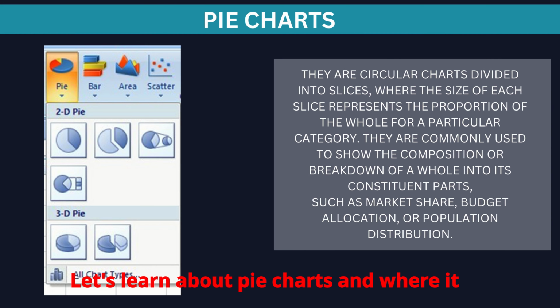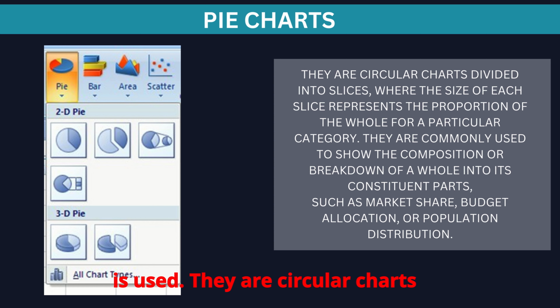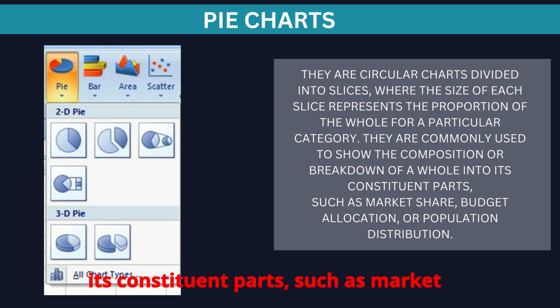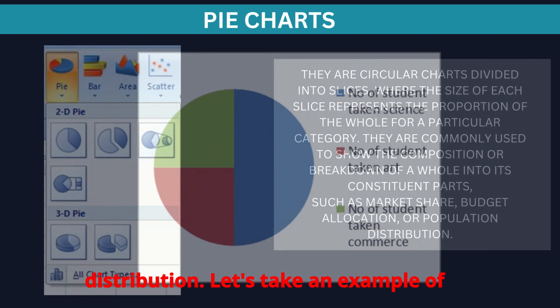Let's learn about pie charts and where they are used. They are circular charts divided into slices, where the size of each slice represents the proportion of the whole for a particular category. They are commonly used to show the composition or breakdown of a whole into its constituent parts, such as market share, budget allocation, or population distribution.